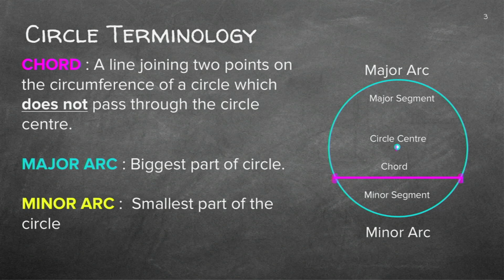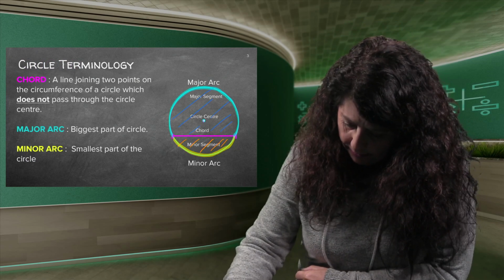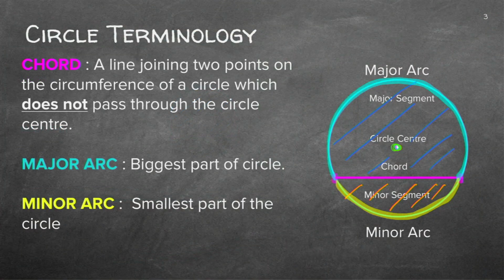A major arc is this section here. So that's the biggest part of your circle. And a minor arc is your smaller part of your circle. This big section here is also the major segment. And this little one here is your minor segment. Again, this is unfortunately study work in order to know your terminology. And our center is in the middle.